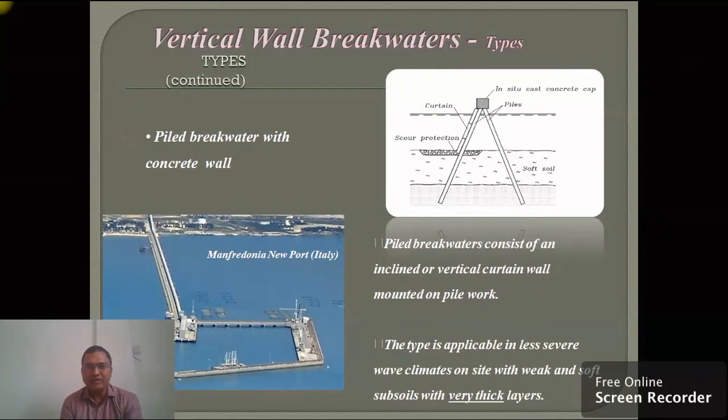A pile breakwater with concrete walls is another type of vertical wall breakwater. Here we can see the piles being driven into the water, and in this way we can break the wave. In the top view we can see how the pile breakwater is provided at Newport in Italy. This pile breakwater consists of an inclined or vertical curtain wall mounted on pile work. This is the in situ concrete cap, which has been mounted on piles.